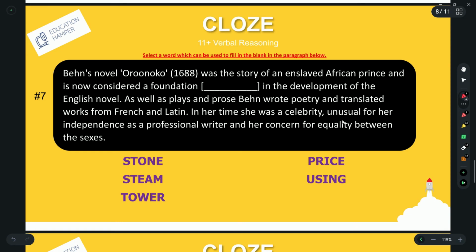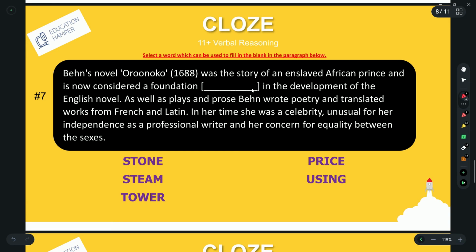And so unusual that she was independent and a professional writer, and she advocated equality between the sexes. So I guess between males and females, she wanted equality. So now we know that her book is a foundation of the English novel. We need to find something that will fit foundation.